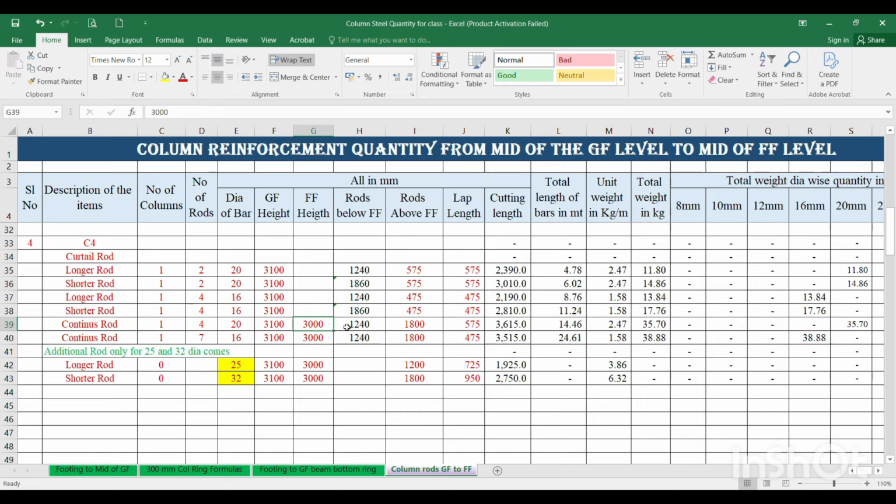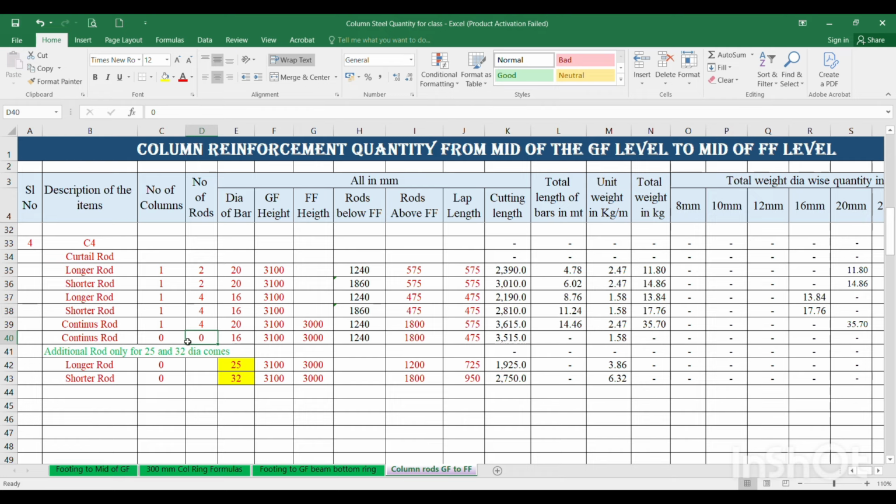Then ground floor height is there, and first floor height is required because this rod is going to the first floor. As usual, rod below first floor, rod above first floor, and as per the 20 dia, this is the lap length for the below rod. Then there is no more continuous rod, so you make it 0 and 0. Either you can delete this row or make it 0 for these two columns, number of rods. If you make it 0, no quantity will come in the quantity column, and the same row will be available for the next column.